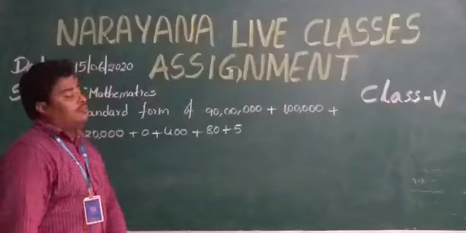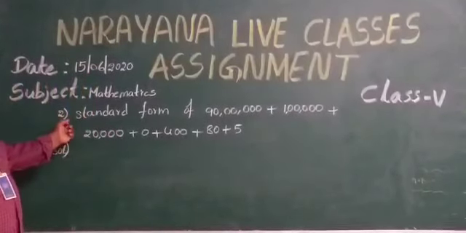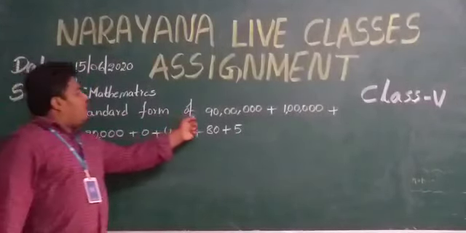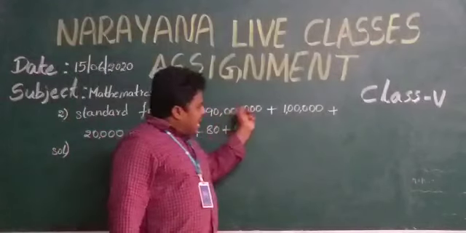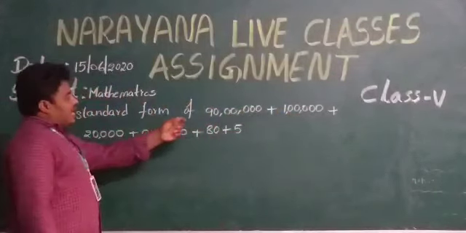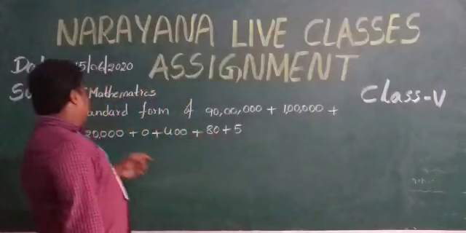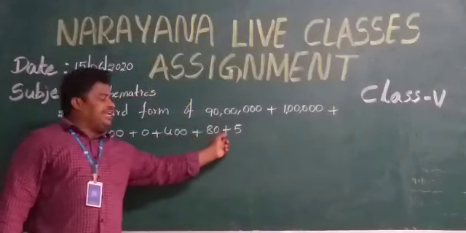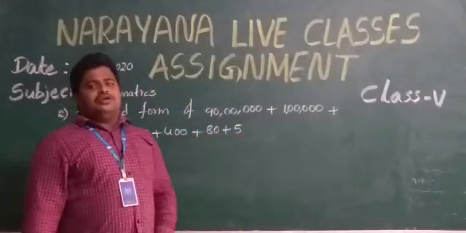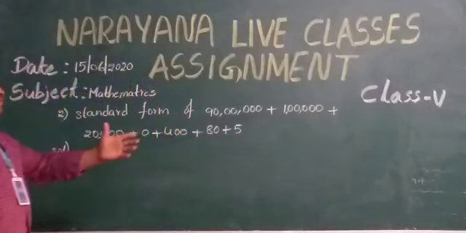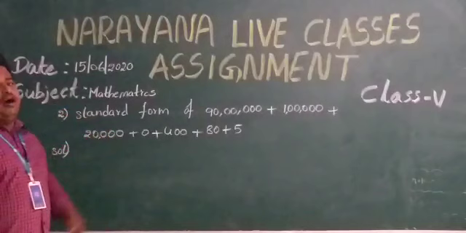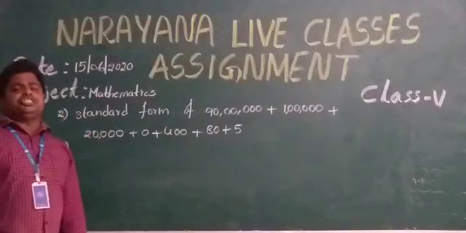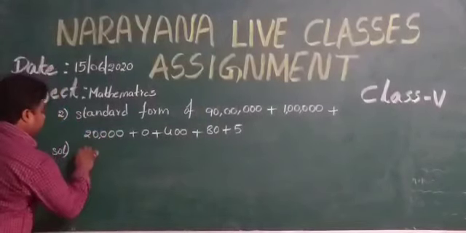Next we are going to discuss the second question. Second question: standard form of 90 lakhs plus 1 lakh plus 20,000 plus 0 plus 400 plus 80 plus 5. So I have to write the expanded form of a number in the standard form. Standard form is nothing but short form.